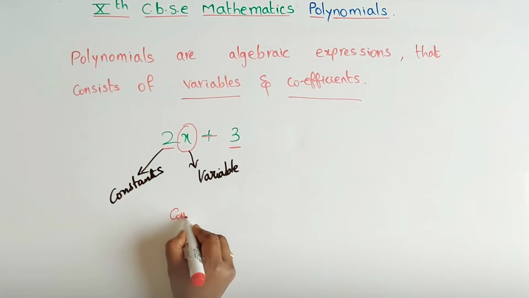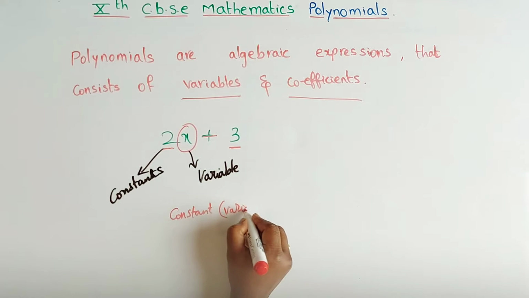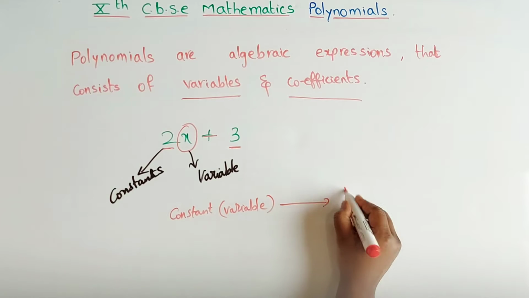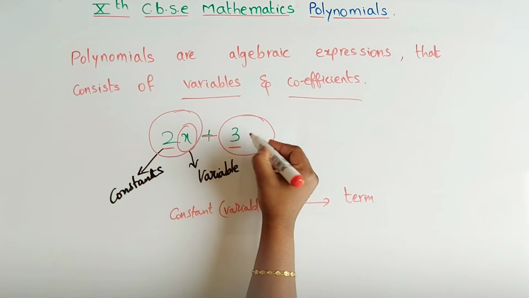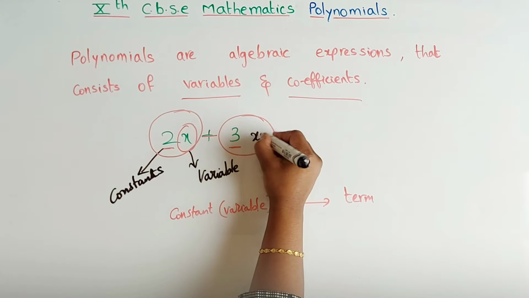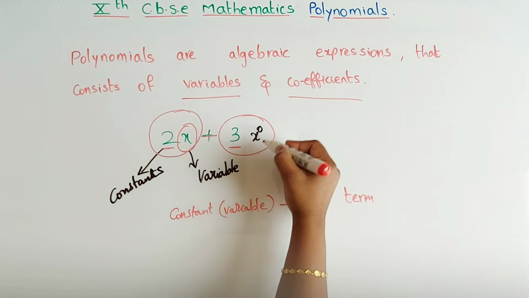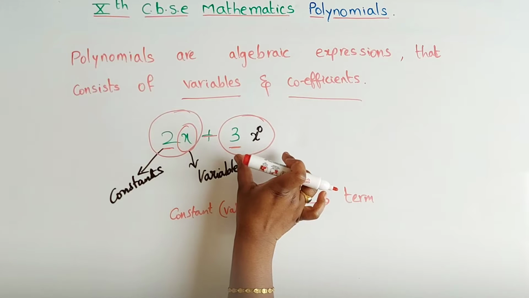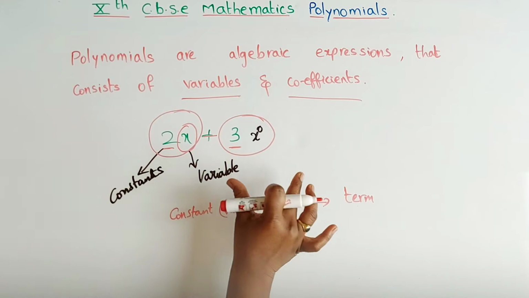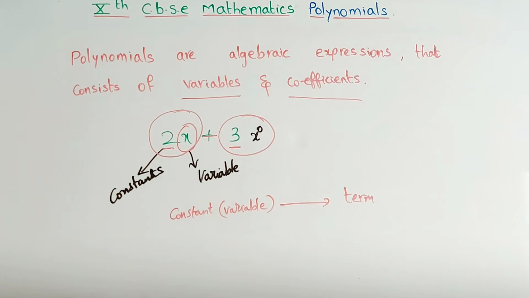The combination of variable and constant. See here, constant into variable is there. Correct. 2 into x. These are called terms. It is one term. Correct children? Now 2x is one term. 3 is one term. Here nothing is there, which means x power 0. X power 0 is nothing but 1, no? 3 into 1 is 3. So here x power is 0. Now here the term is 3x power 0, nothing but 3, children. This is one term, a combination of constant and variable. It is called a term. Here we have two terms, children. Right children?